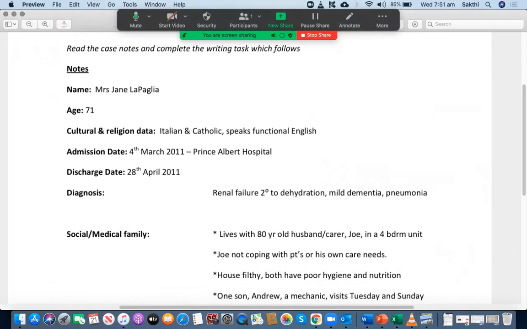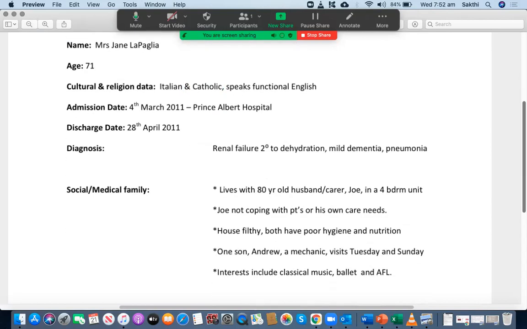Okay, so read the case notes and complete the writing task which follows. Name: Ms Jane Lapaglia, age 71, cultural religion, data. Okay, so that's Italian, Catholic. You don't need to mention Catholic. So she didn't mention it. Good, because you don't need to mention the religion and things like that. Speaks functional English. That's good. Admission date is this. That's all right. Discharge date is this. Okay, good.